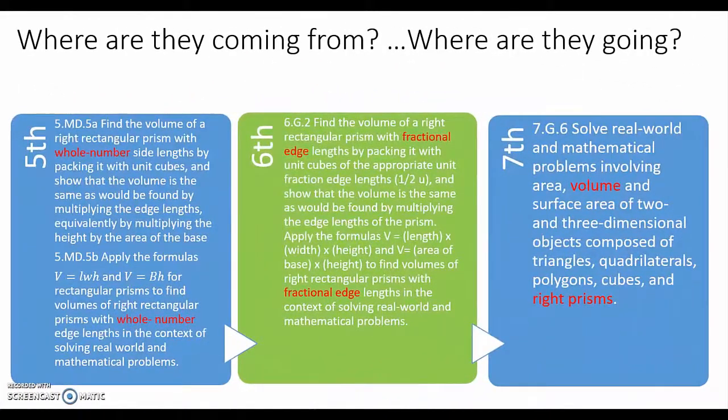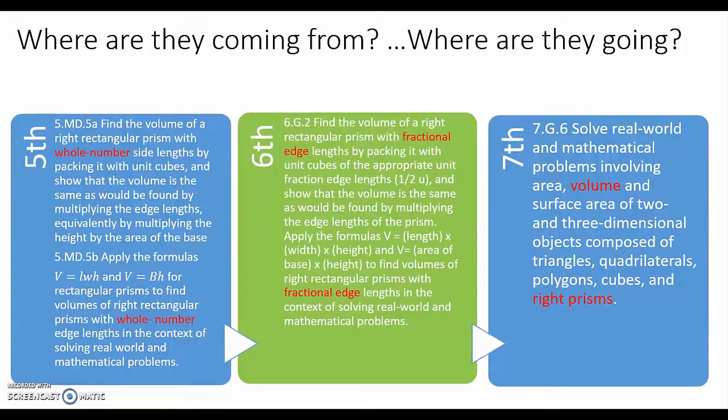Students' introduction to volume begins in 5th grade. Students determine volume by packing a right rectangular prism with unit cubes and using volume formulas. In 5th grade, the edge lengths of the prism are whole numbers only. In 6th grade, students extend their learning to find the volume of right rectangular prisms with fractional edge lengths. In addition, they consider how to pack these prisms with appropriate fractional edge length cubes.